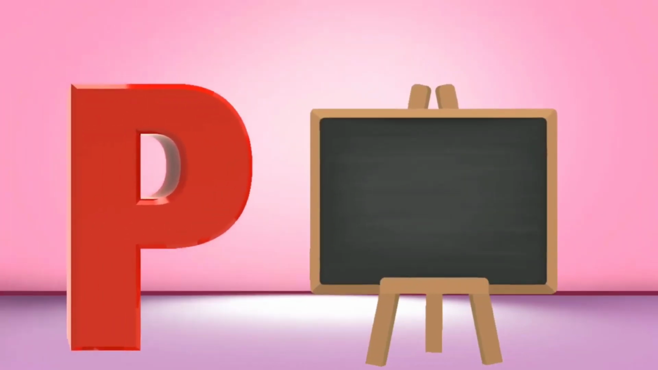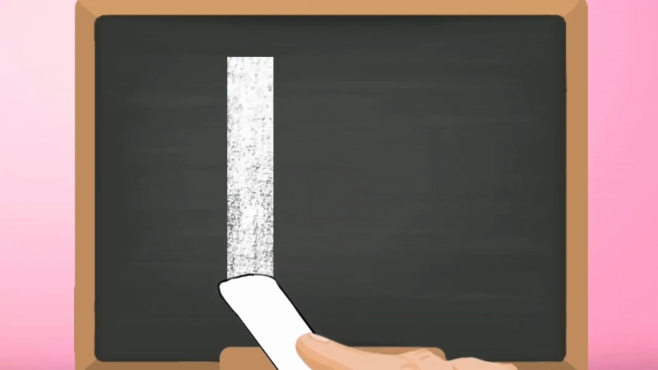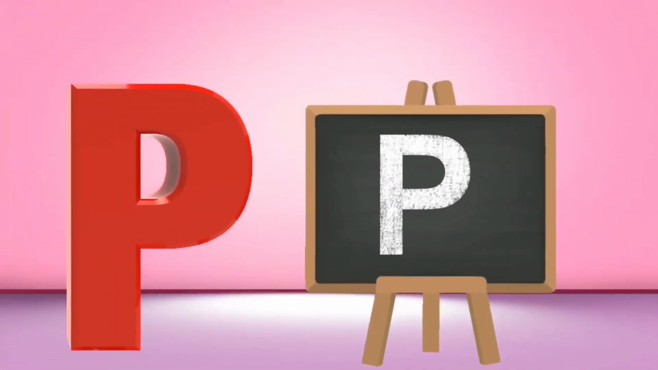P. Capital P. Start from the top and draw a standing line down. Go again to the top and draw a curve up to the middle. Capital P.